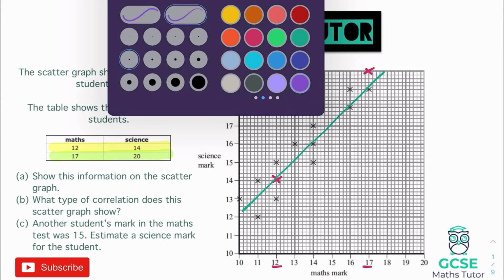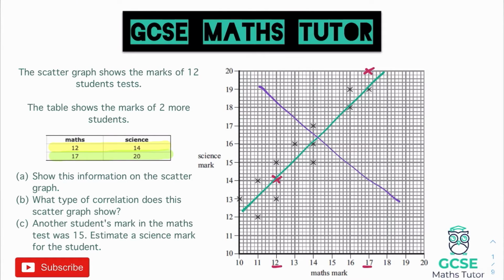Obviously what we don't want to see though is a line going in the complete wrong direction, in the complete other way. Okay, that obviously would be incorrect there. We do want to get it in the general direction that those points are going in. So we'll get rid of that one. There's our line of best fit. Now we can have a look at part B.